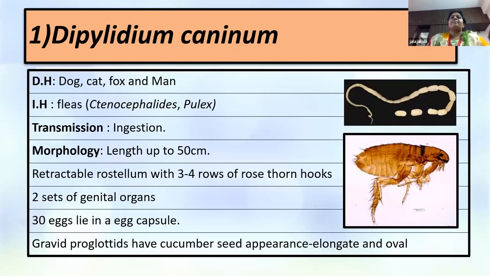Dipylidium caninum is the most common and cosmopolitan parasite of dog, cat, fox, and occasionally children. Coming to its morphology, it has two sets of genital organs in each proglottid, hence the name double-pore tapeworm of dog. The ovary and vitelline glands form a mass on either side of the proglottid resembling a bunch of grapes. This is another identification character of proglottids of Dipylidium, and mature and gravid proglottids have a characteristic elongate shape resembling cucumber seeds, as shown in the figure on the top right side. This is the figure showing the cucumber seed shaped proglottids of Dipylidium.